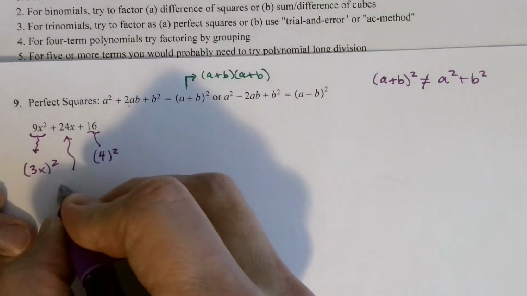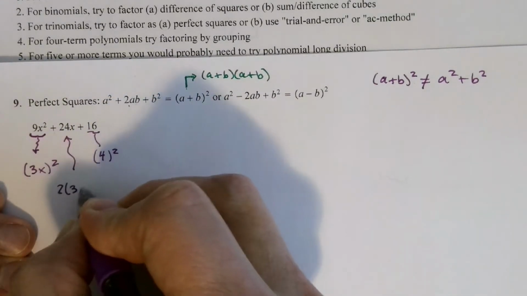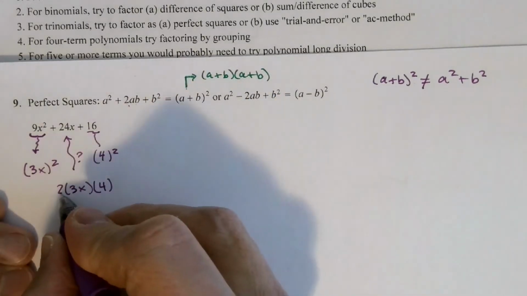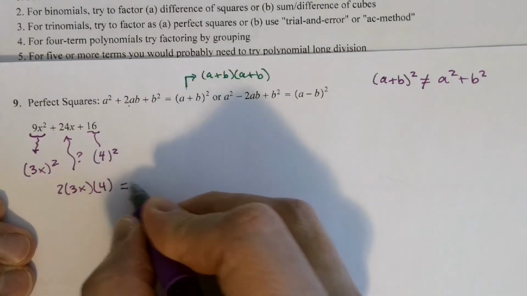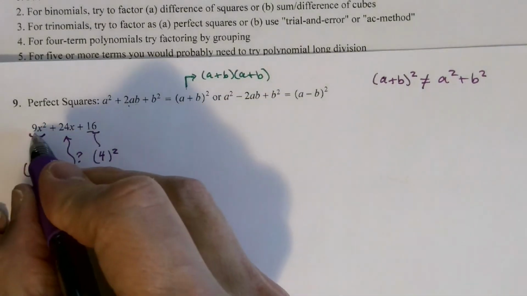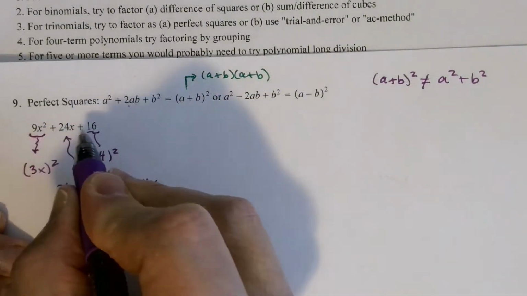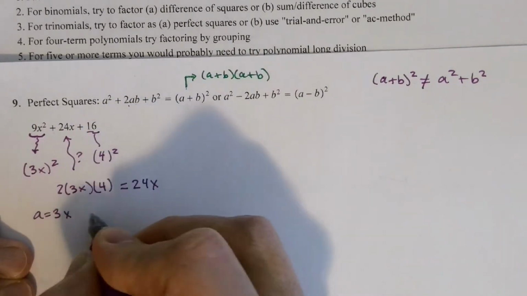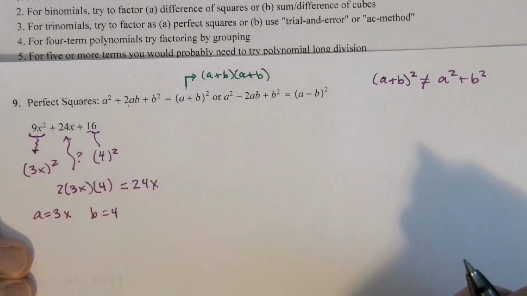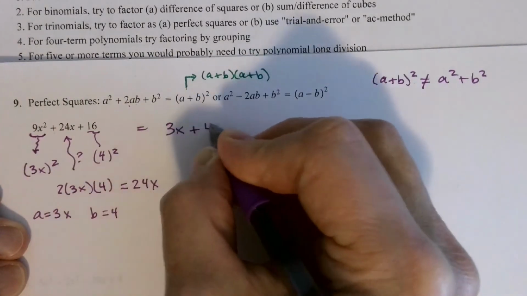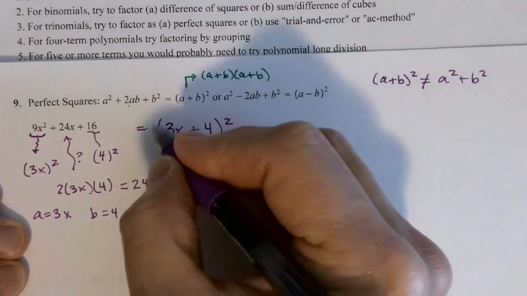So the question is, this thing in the middle here, is it 2ab? This is a, 3x, and b is 4. Is that what 24x is? Yeah, 2 times 3 is 6 times 4. That's 24x. It is in the form that we need it in. This is a squared plus 2ab plus b squared, where a is 3x and b is 4. And so this is just going to factor as a, 3x, plus b, 4, quantity squared. End of story.